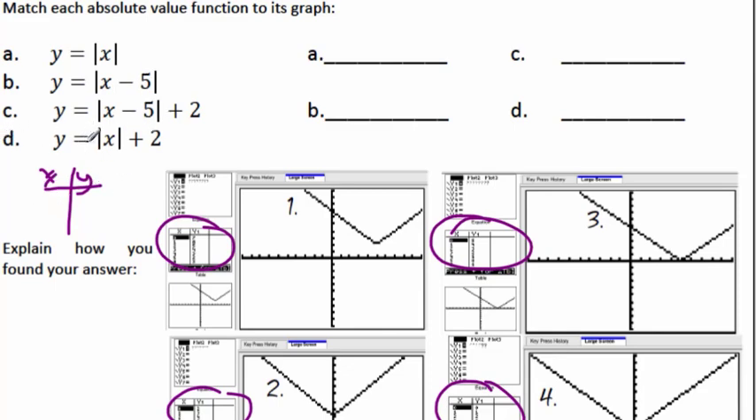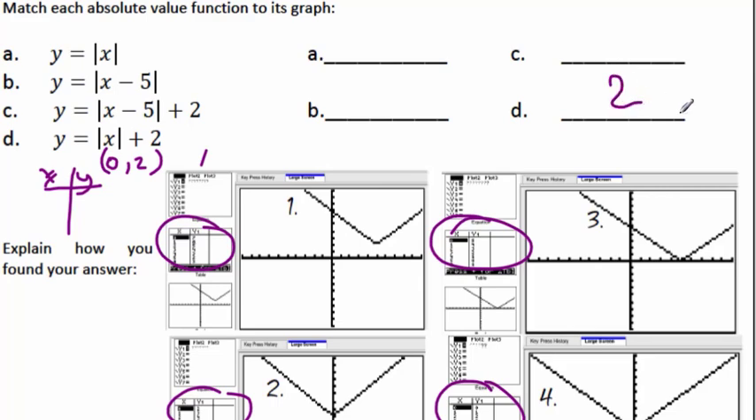So I'm going to do D. If I let X equal 0, okay, that's the Y-axis, then Y is going to equal 2. So I know the point (0, 2) is on D. So I can look. Well, it's not that one. Well, it's not that one. 2 is possible. 4 is not possible. So it must be 2. So D must be 2. There, I did that one for you.